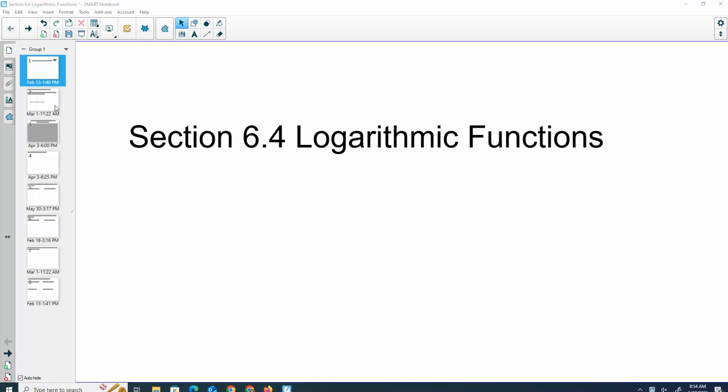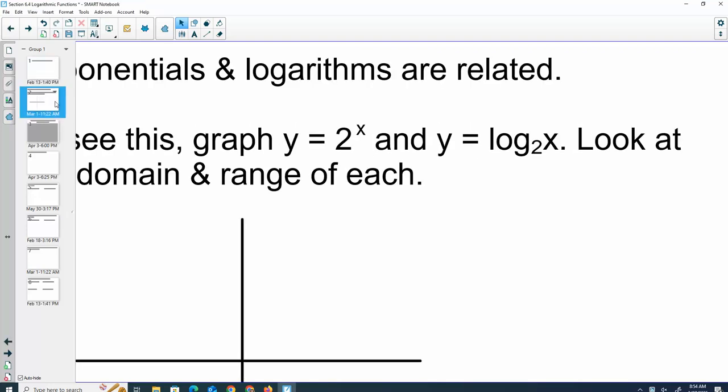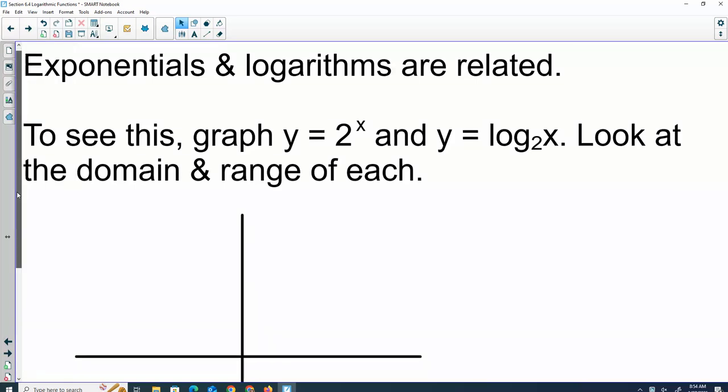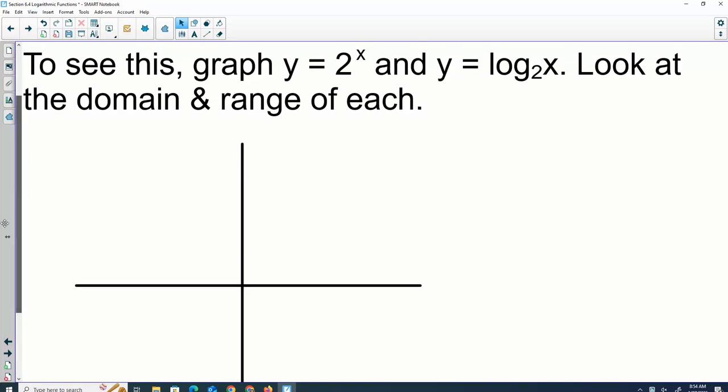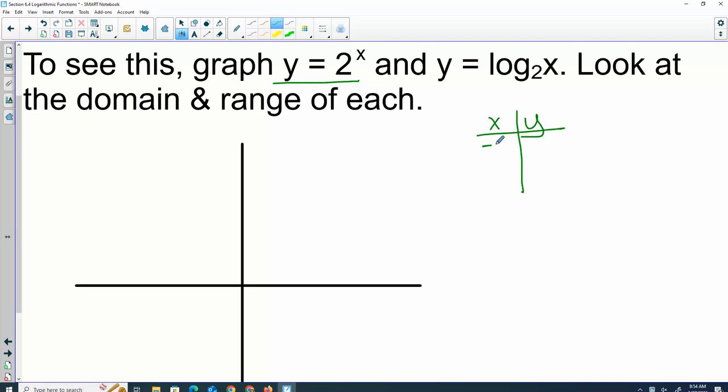Today I want to talk about the graphs of the logarithms. So we already know there's a relationship. Let's see that on the graph. If I want to graph y equals 2 to the x power, we graphed those on our last test. What did we have to do? Plugged in -1, 0, and 1. So 2 to the -1 is 1/2. 2 to the 0 is 1. 2 to the first is 2.